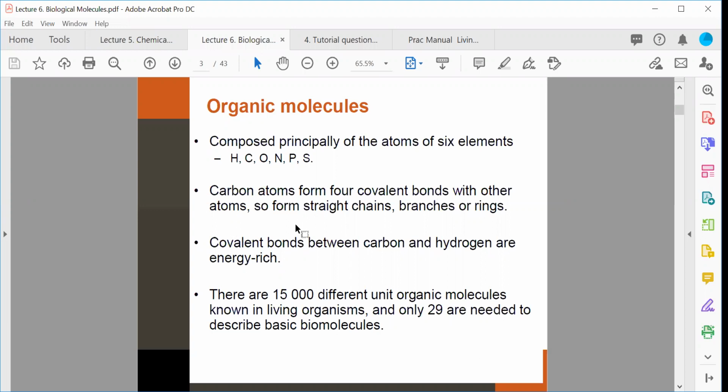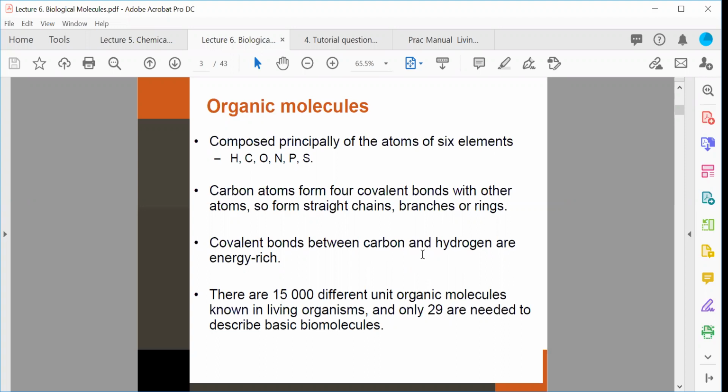Hydrogen also features very heavily in biological macromolecules. As you can probably imagine, hydrogen tends to bond quite readily with carbon. And those covalent bonds between carbons and hydrogens are energy rich. That energy is extracted in processes that we won't talk about this semester, but we'll certainly go into them next semester.